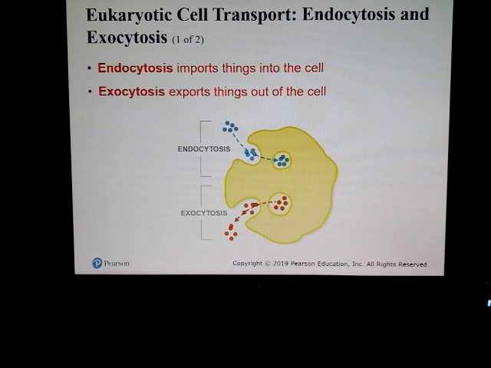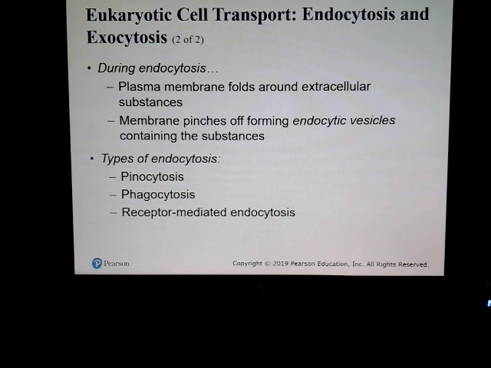Now they can bring things into their cells in two ways. One, endocytosis, which is importing things into the cell, and then exocytosis, which is exporting things out of the cell. So two ways to transport. During endocytosis, the plasma membrane is going to fold in and then pinch off and form what are called endocytic vesicles. There's three different types of endocytosis: pinocytosis, phagocytosis, and receptor-mediated. But pinocytosis and phagocytosis are what I would like you guys to know.